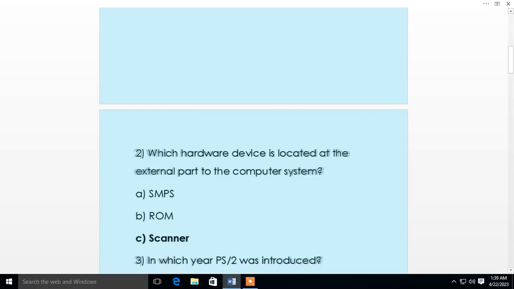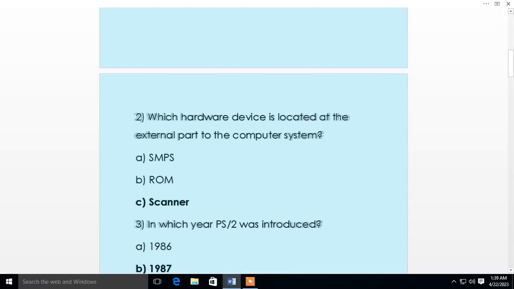Now the options are told over here: SMPS is there, ROM is there. So which hardware device is located at the external part to the computer system? The external part will be the scanner. It is not in the internal part. So scanner will be the correct answer.